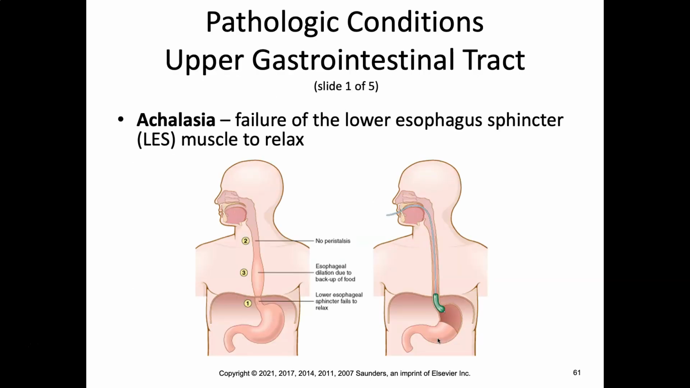So what are some other pathologic conditions in the upper GI tract? Achalasia, a failure of the lower esophageal sphincter muscle to relax. It stays constricted. It makes it very difficult to swallow food. And that causes the esophagus to dilate or expand because the food backs up in there. Not a good situation.